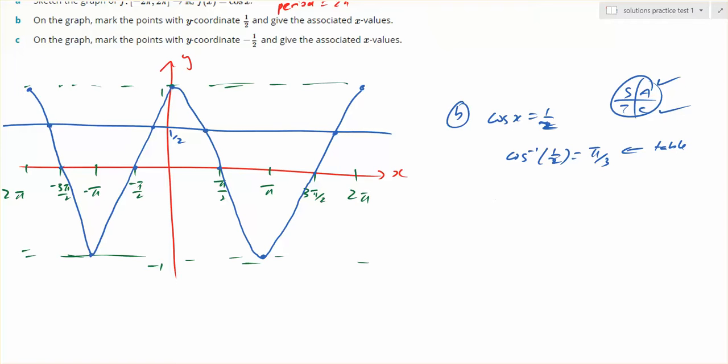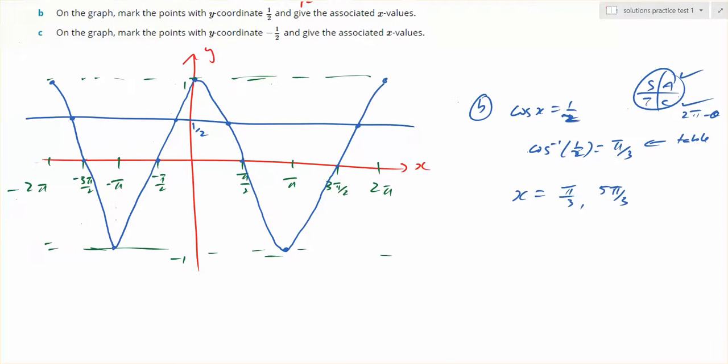That is from my table, which we should memorize. To get my solutions, all I have to do is pick up my first quadrant solution, which is pi over 3. The fourth quadrant solution, which we know is 2 pi minus theta. So 2 pi minus pi over 3 is 5 pi over 3. Now I've got the two solutions going in the positive direction, counterclockwise 2 pi.